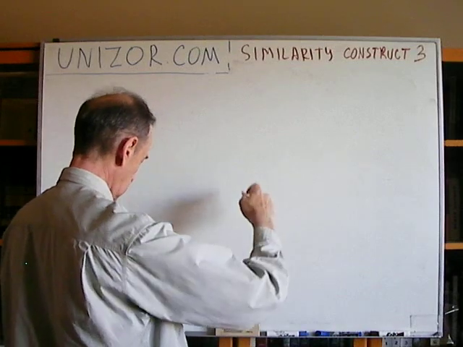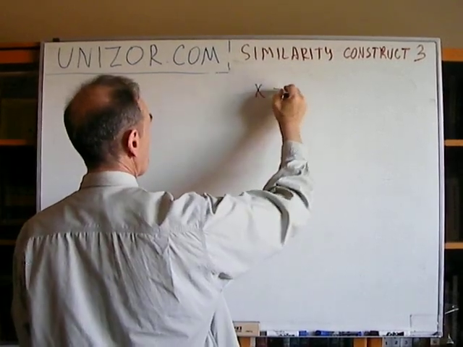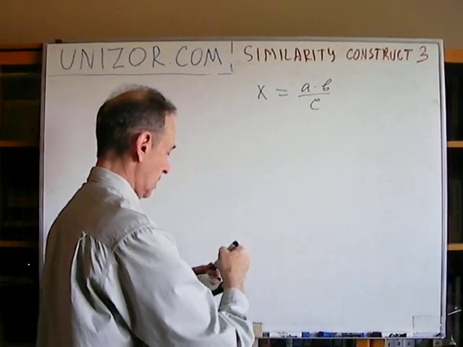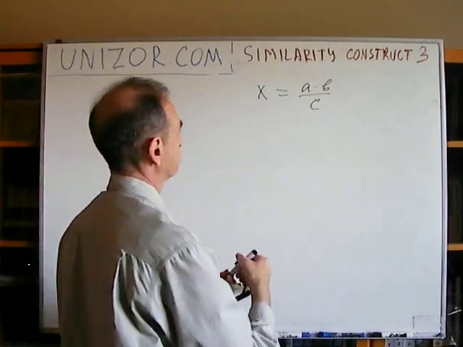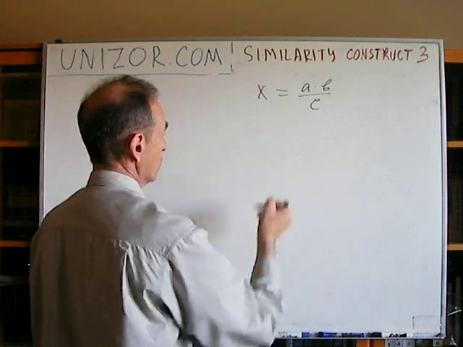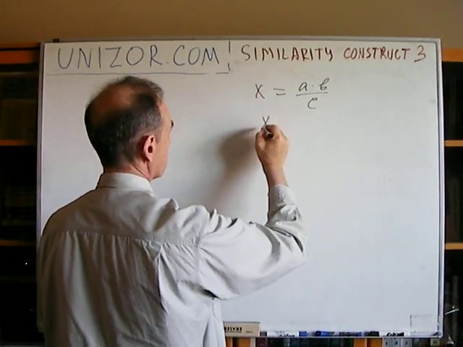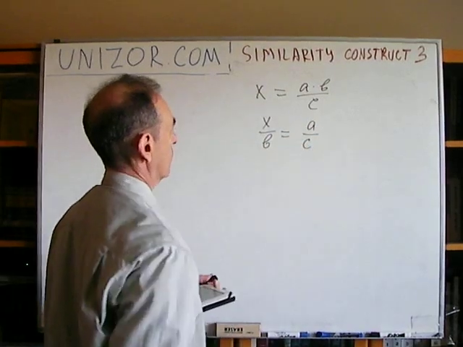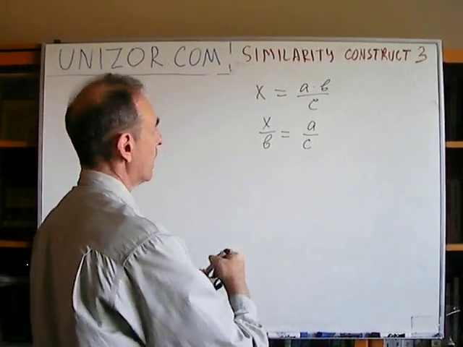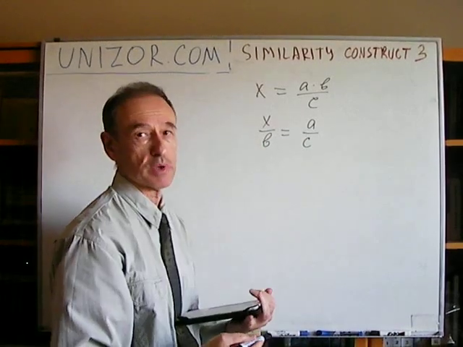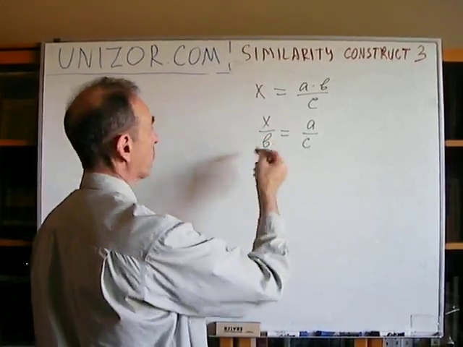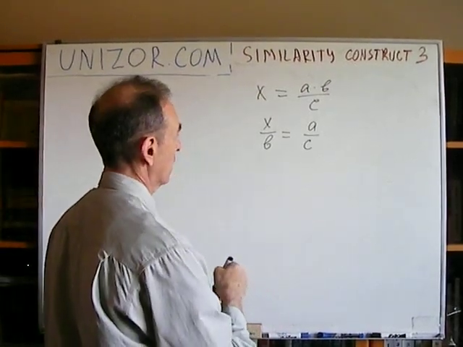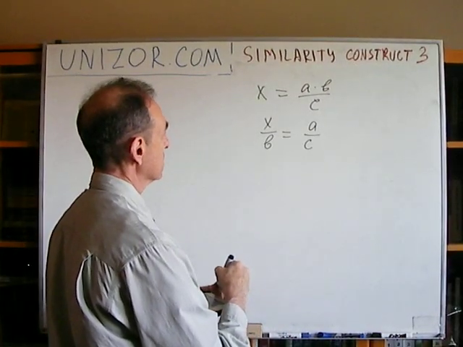Now, considering A, B, and C are given segments, how to construct this one? If you wish, this can be transformed into X over B as A over C. So basically, you have to find the fourth proportional segment if you are given three of them. The way to do it is something like this.